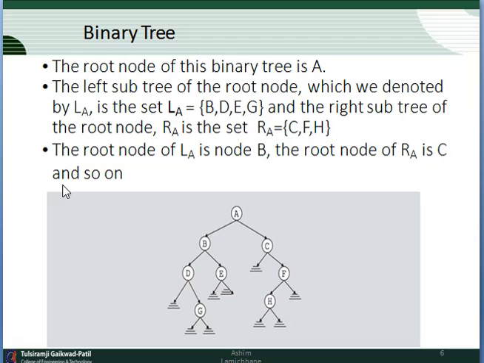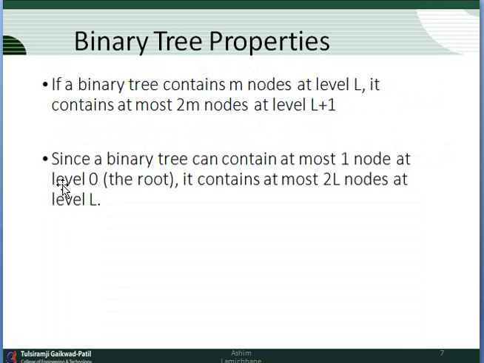And at the same time, on the right hand side, there are three different nodes or elements. So the right subtree consists of three different nodes, that is C, F, and H in the given diagram. The root node of the left subtree is node B, and the root node of the right subtree is node C, and so on. They again have a left subtree, they again have a right subtree, and so on. The right-left subtree is also part of it.